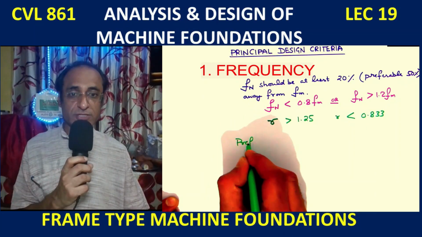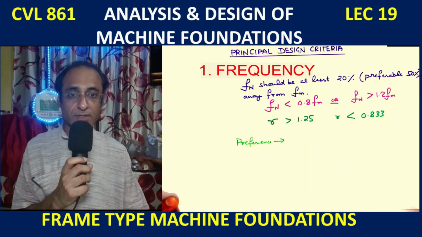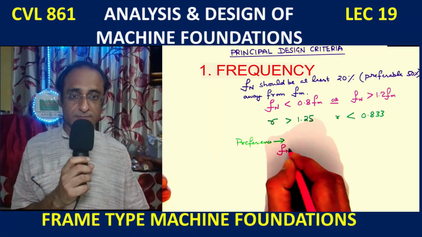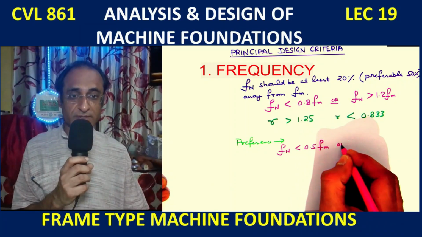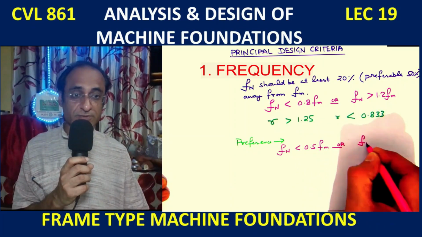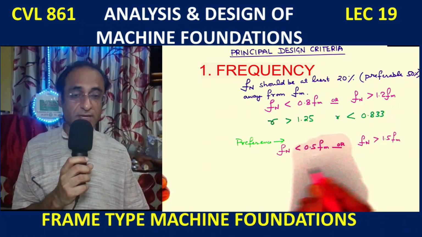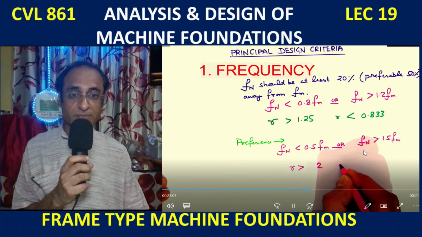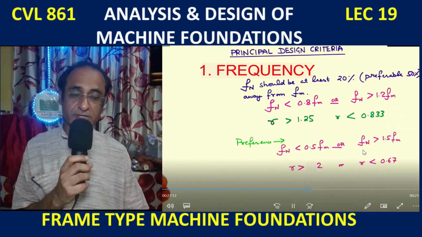From the desirable point of view, we can express that the natural frequency should be 50% away. So from the preferable considerations we can write like this: your natural frequency should be less than 0.5 times the operating frequency of the machine, or greater than 1.5 times. And if we want to put it in terms of R, we say that R should be either greater than 2 or R should be less than 0.67.